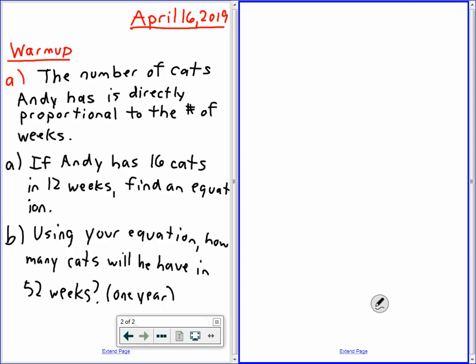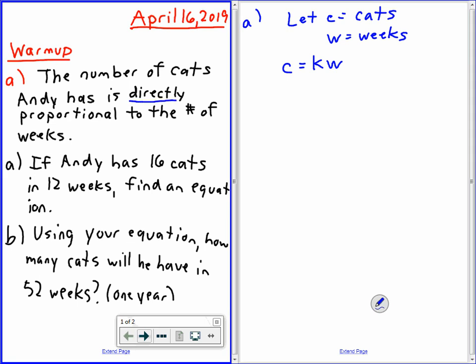Okay, I just noticed there were two A's. I'm going to do black A right now. Actually, I'm going to change the color. So here's my solution. The number of cats, so I'm going to say let C equals cats. That should be cats with a C, of course. You can tell I'm not feeling well. C equals cats, and W equals weeks. So it should be C equals KW. This is always the starting point when you see the words directly proportional. So it's going to be the first thing is something times the second thing.